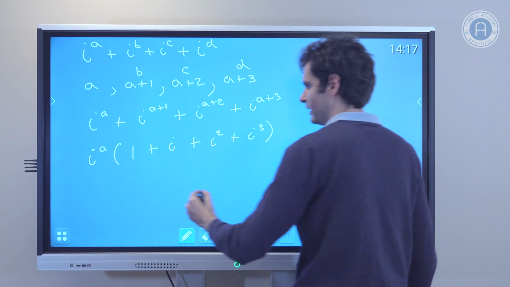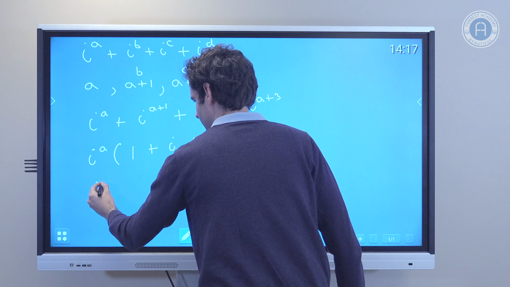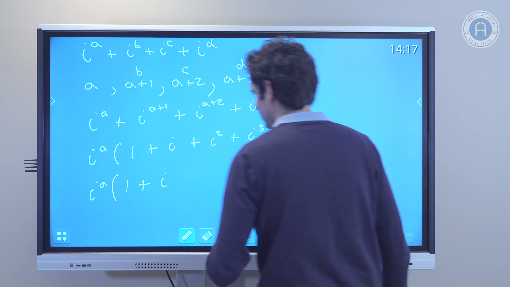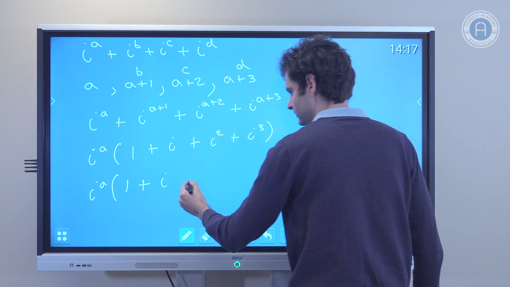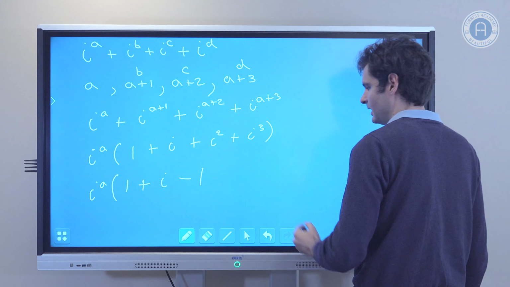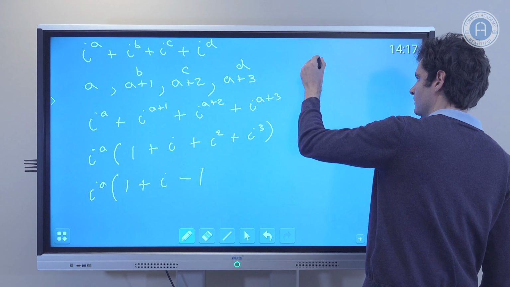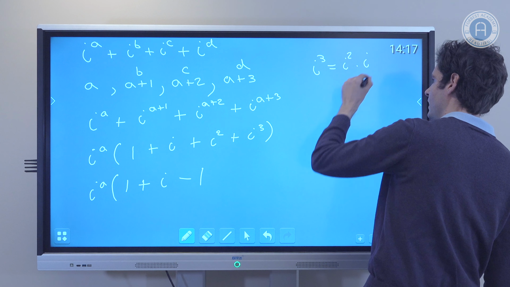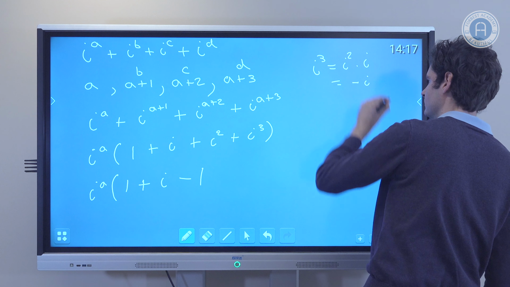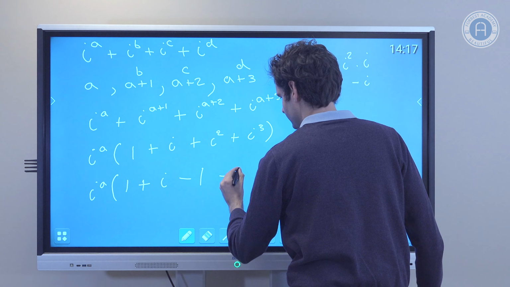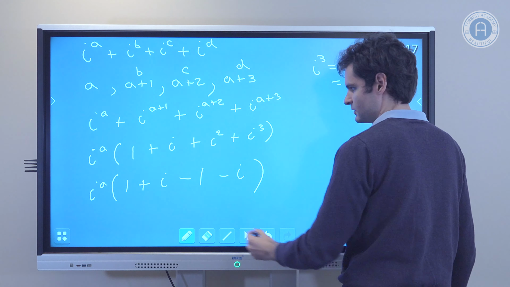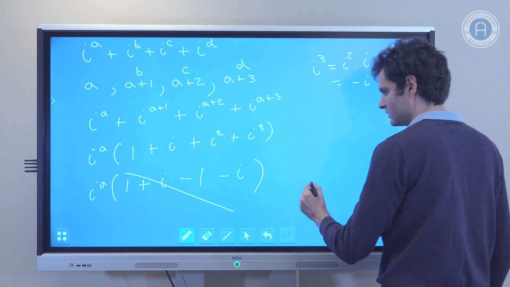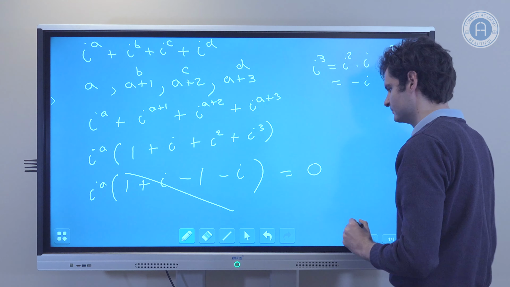Right, now we just simplify. So we have i to the power of a, 1 plus i. Well, i squared is negative 1. And i cubed, well, that's the same thing as i squared times i, which is negative i. So 1 minus 1 is 0, i minus i is 0. So all of this is 0. So that's the answer.